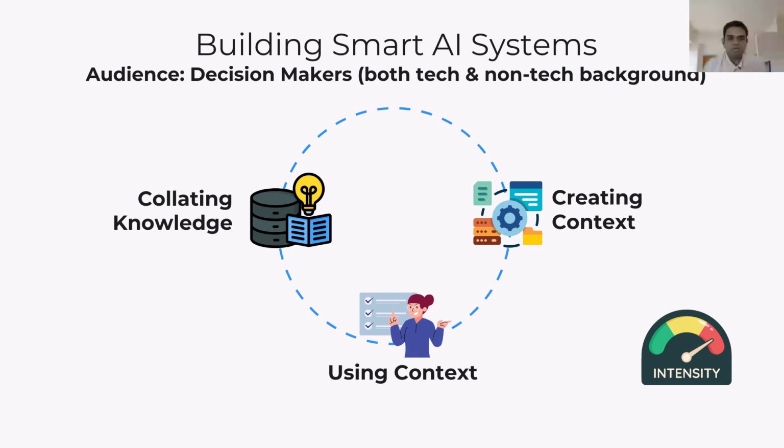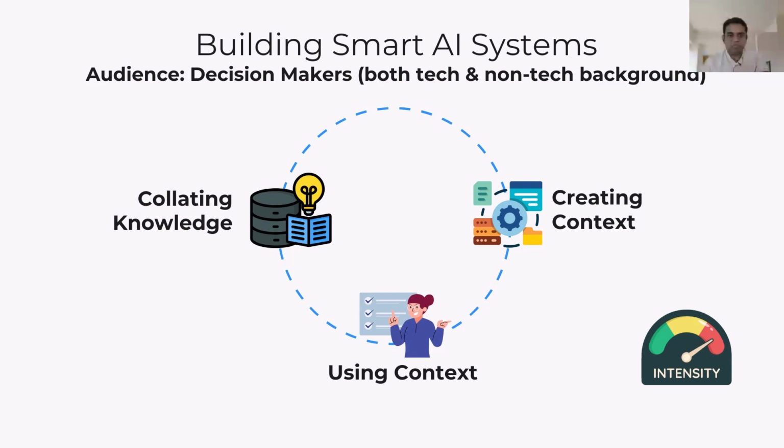Collating knowledge, creating context, and using context: these are three major components if we are talking about building smart systems. This is going to be a very intensive 60-minute session because I need to cover a lot. I need to cover the fundamental concepts of context engineering, and practically demonstrate how AI can be smart, how AI can be practically useful, and how it can make an impact on a business.